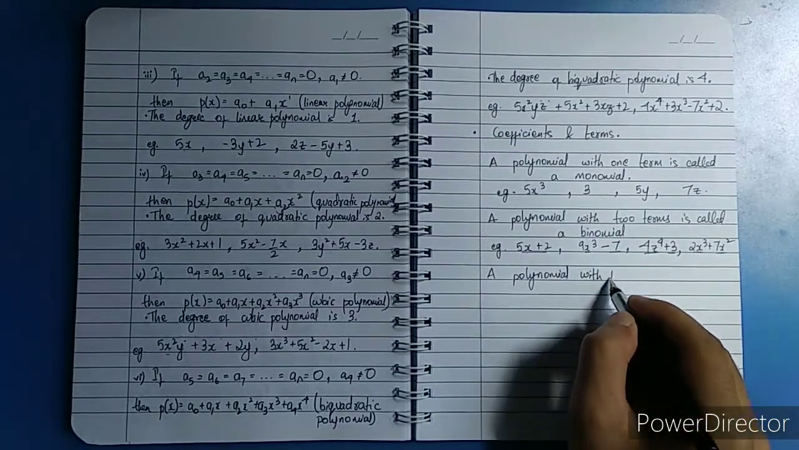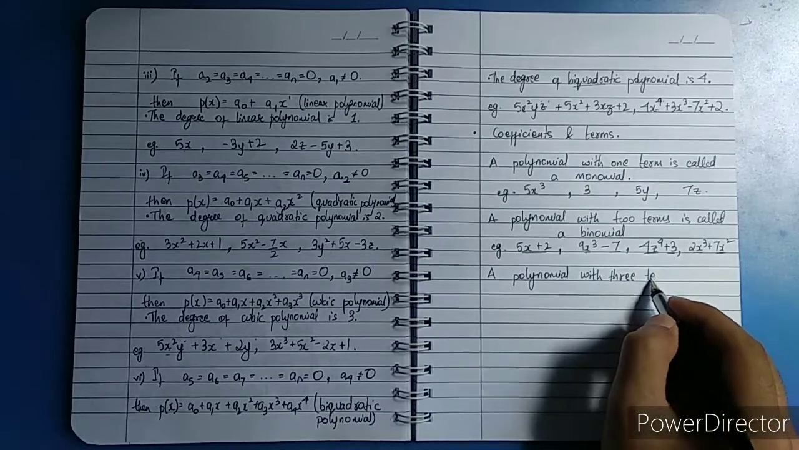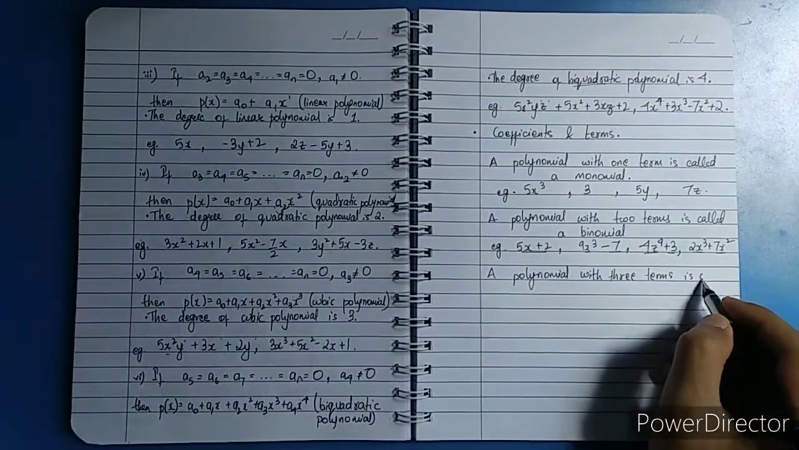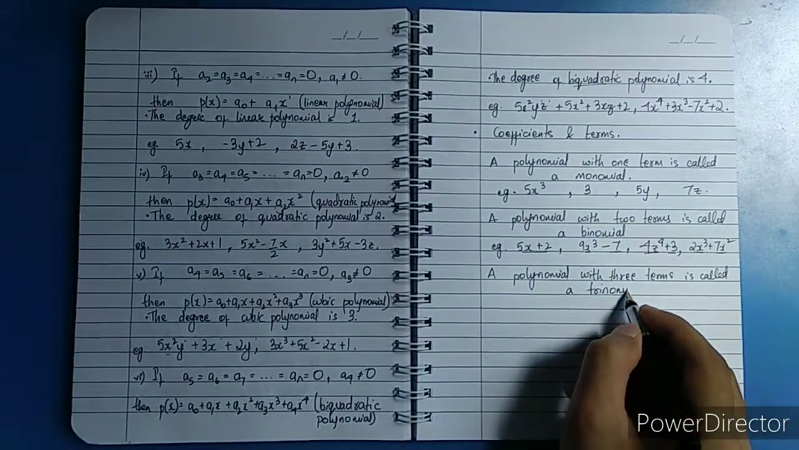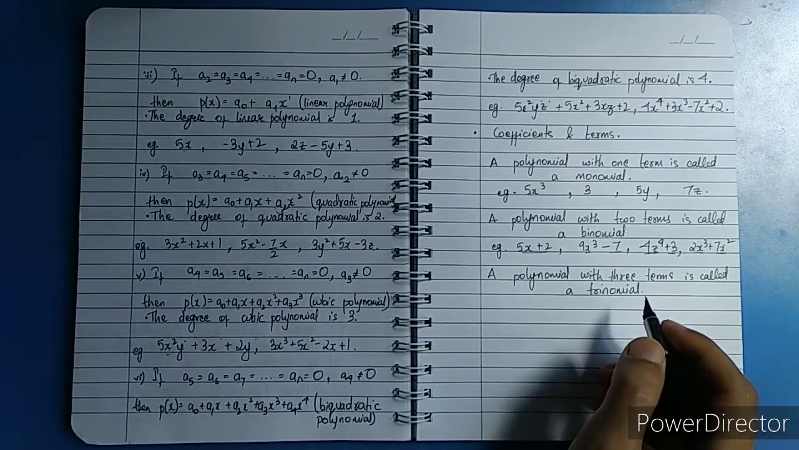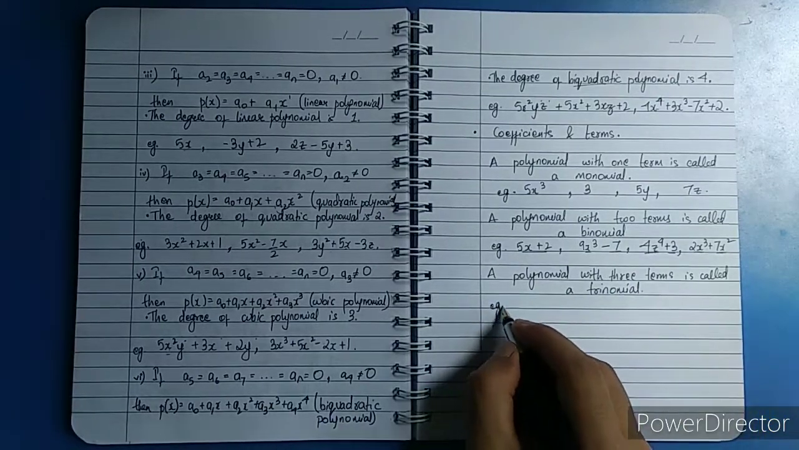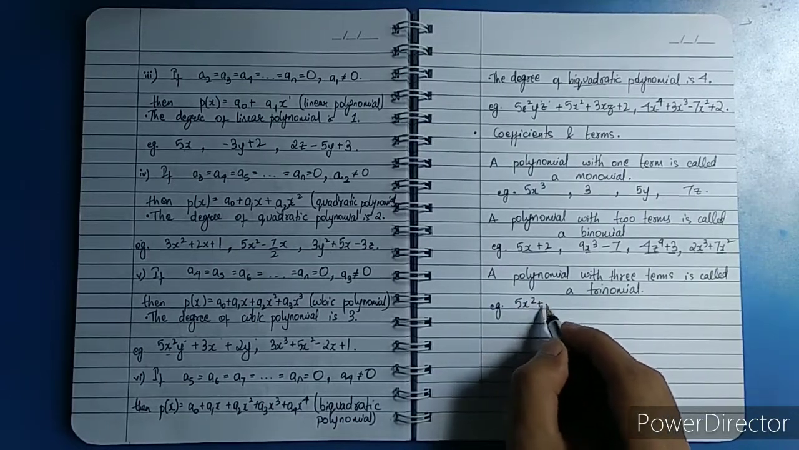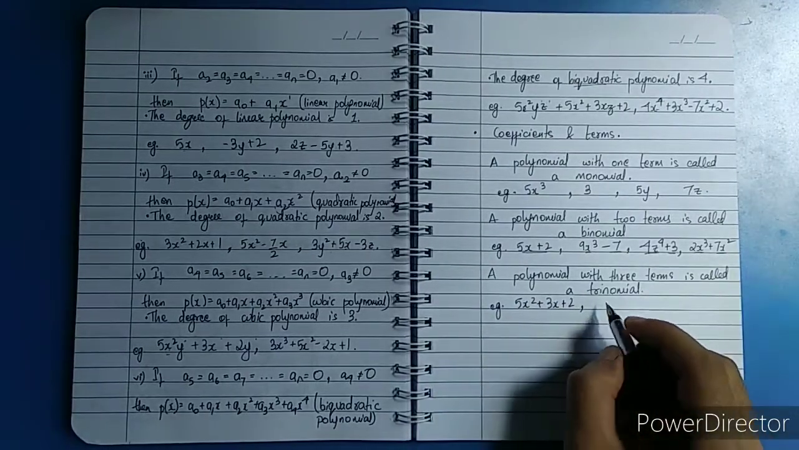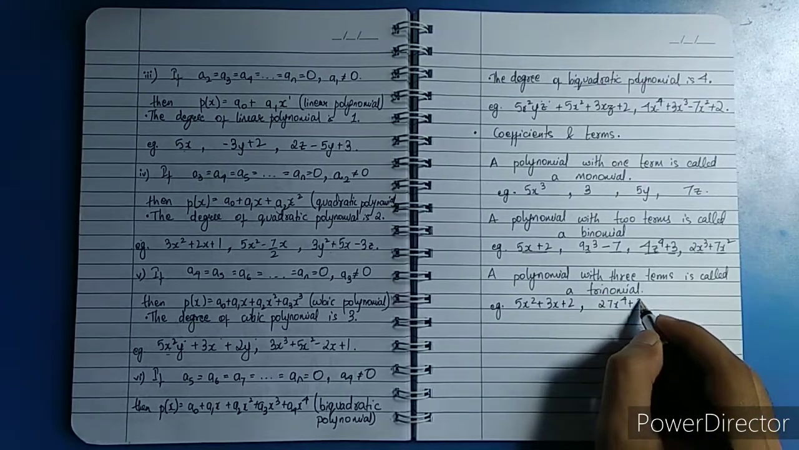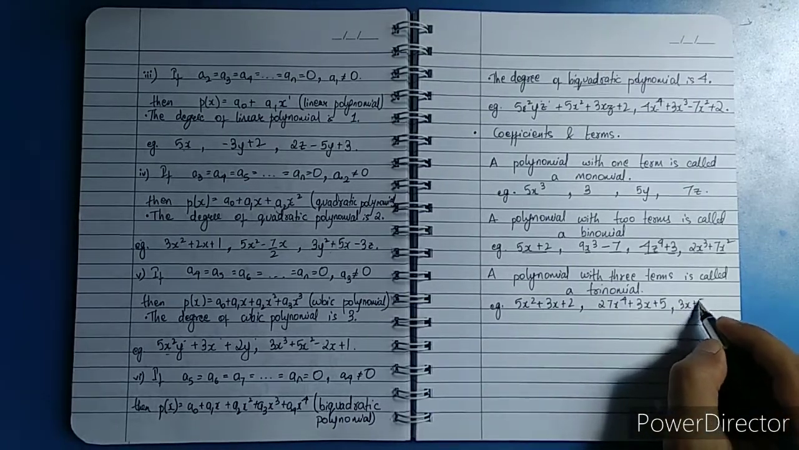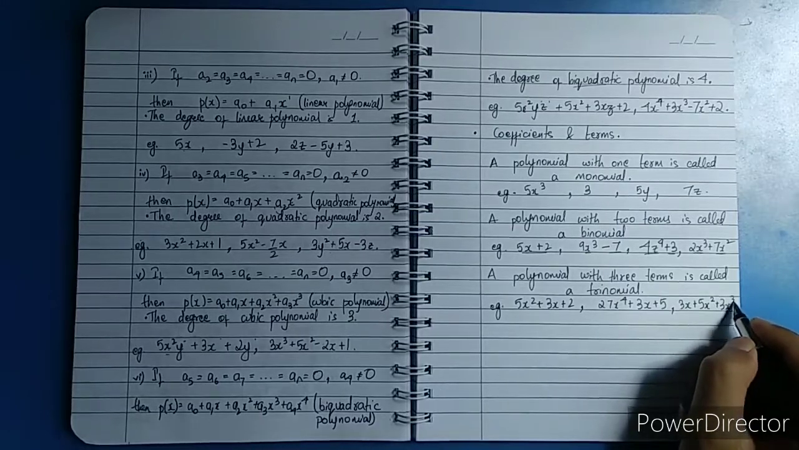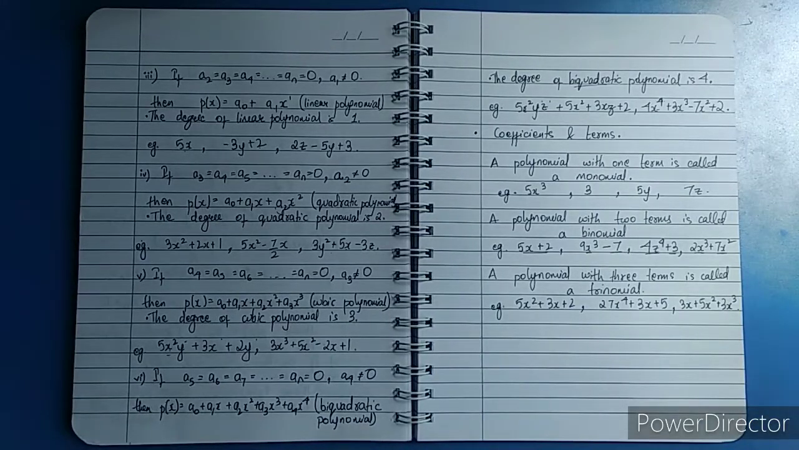And the last definition, a polynomial with three terms is called a trinomial. And after this we call all the polynomials as polynomial itself. Example, 5x square plus 3x plus 2, 27x to the power 4 plus 3x plus 5, 3x plus 5x square plus 3x cube. So these are polynomials that have three terms, or these are also called as trinomial.